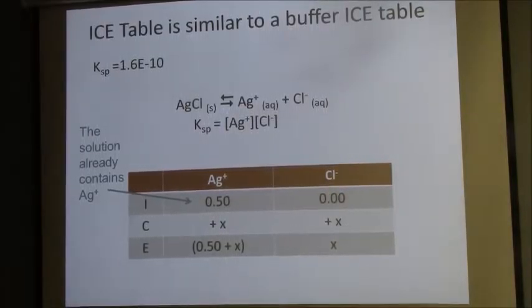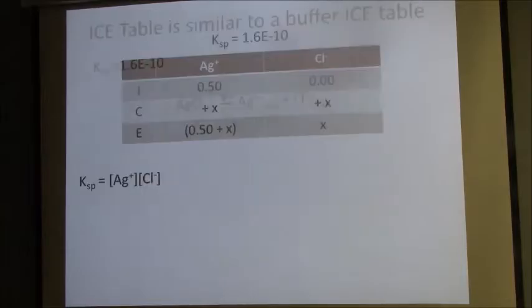Okay, so it looks very similar to a buffer ice table. Right, there's my equation, AgCl, dissociating into Ag plus and Cl minus. And again, think about it like a buffer, right? I told you in the problem that silver 1 was already in the solution. So that's why this is 0.5. And then, of course, this is 0. So this is 0.5 plus x, and this is just x.